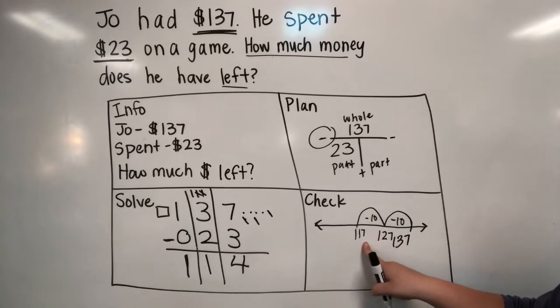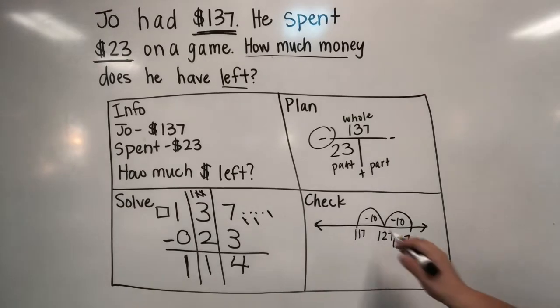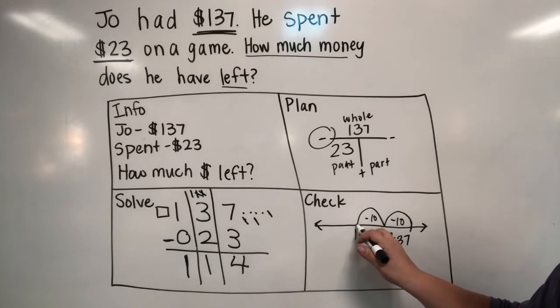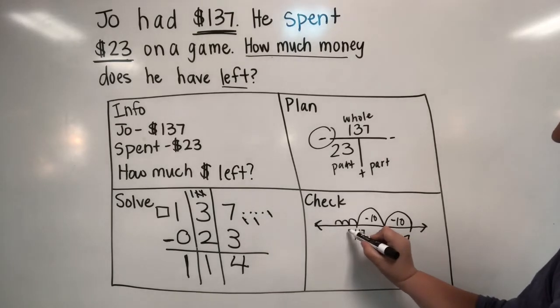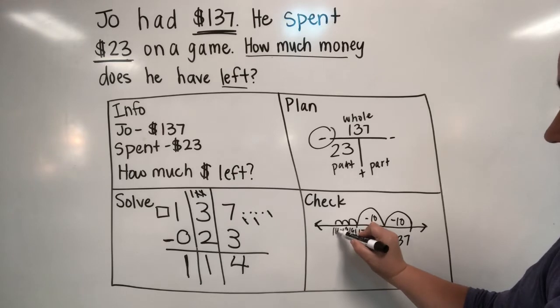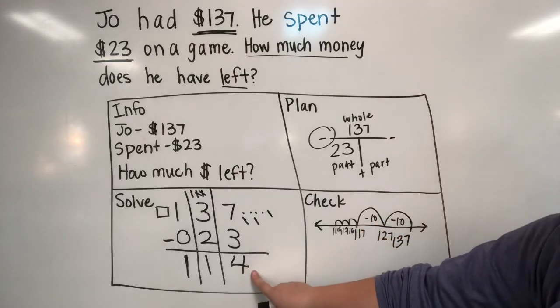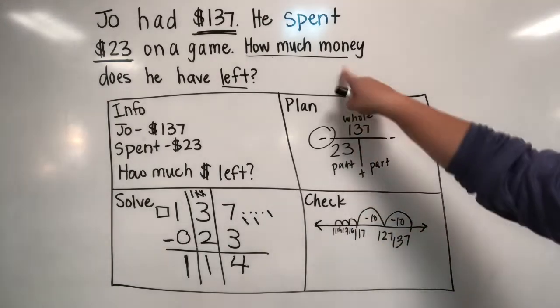I've only subtracted my 10s. Now in the number 23, how many ones are there? There are 3 ones, so I'm going to take 3 jumps of 1 backwards. Then I'm going to count backwards. 117, 116, 115, 114. So look, my answers match. 114 and 114. So now we can answer our question.